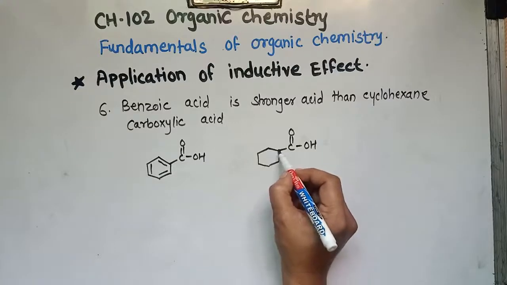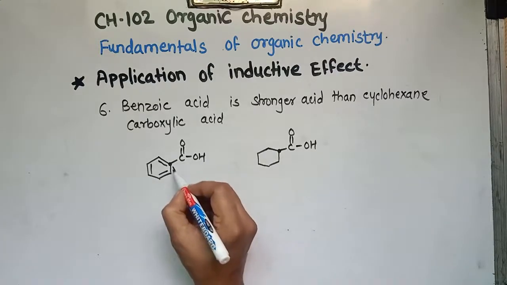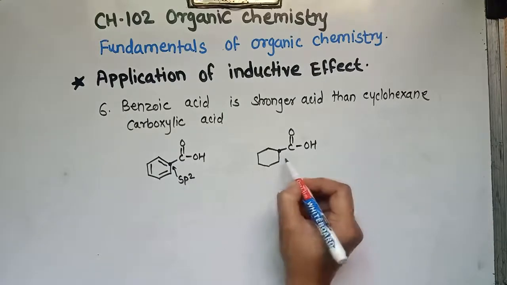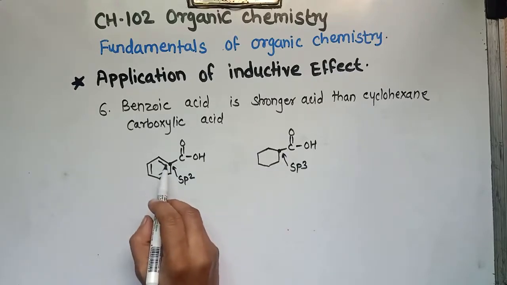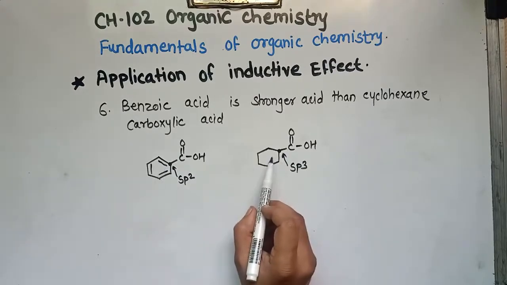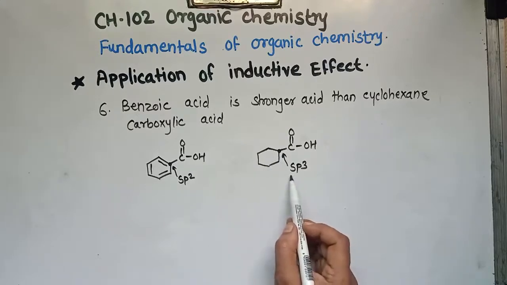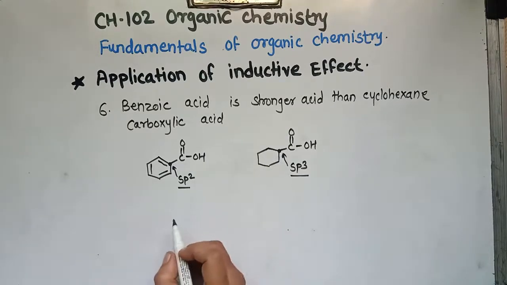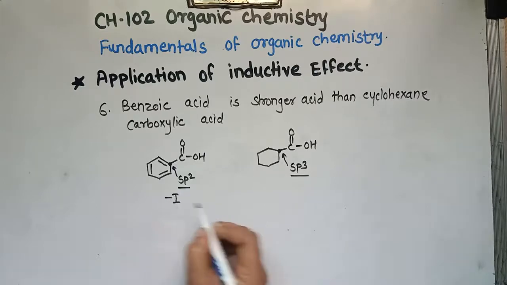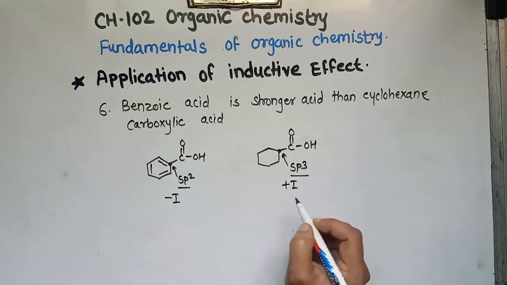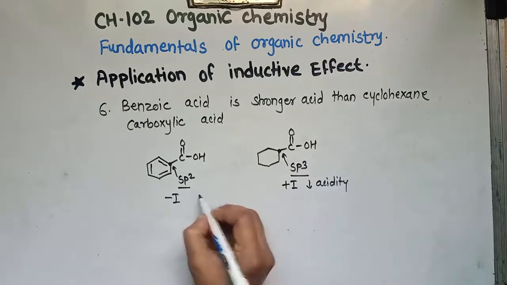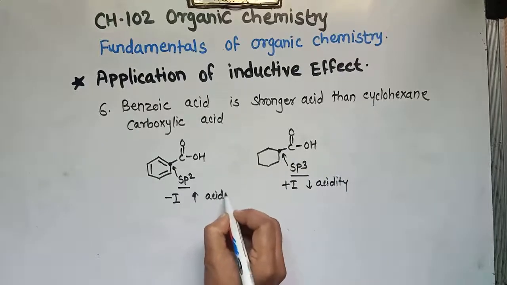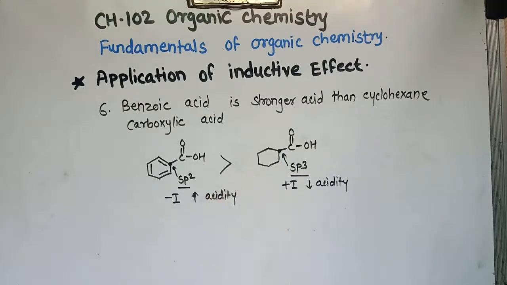In this case, this carbon atom is an sp2 hybridized carbon atom and this one is an sp3 hybridized carbon atom, because here a carbon-carbon double bond is present, while here there is no carbon-carbon double bond. So this shows the sp3 hybridization, and this shows the sp2 hybridization. That's why it exerts a minus I effect and this shows the plus I effect, and we know that plus I effect decreases the acidity and minus I effect increases the acidity. Hence, benzoic acid is a stronger acid than cyclohexane carboxylic acid.